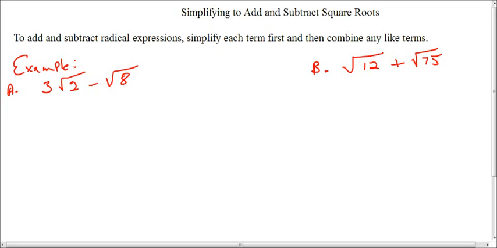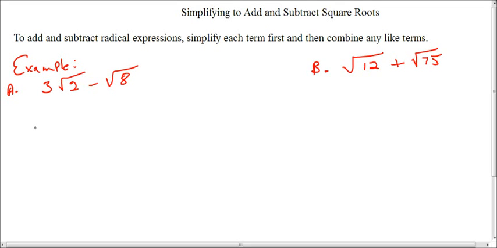Sometimes when we are simplifying square roots, we can also add and subtract these radical expressions. But what we have to do is simplify a term first and then combine any like terms, especially when they are non-perfect. This is what we're still dealing with. So let's take a look at two examples, and then this will conclude our series.